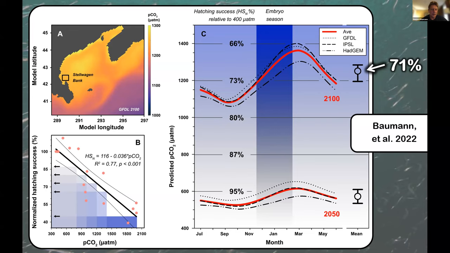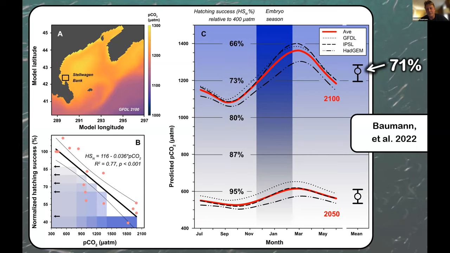That's a very busy figure here. Panel A is a model output from SAMS, basically a model exercise that we then took a step further and predicted PCO2 conditions for the year 2050 and for the year 2100. At the same time, we had CO2 exposure experiments on these sandlance embryos that are very sensitive to high CO2, so we can get some kind of response from this. And that shows that from ocean acidification alone, at the year 2100, the hatching success would be reduced to about 70% of what it is today.